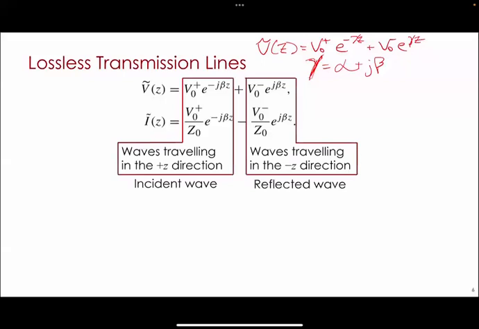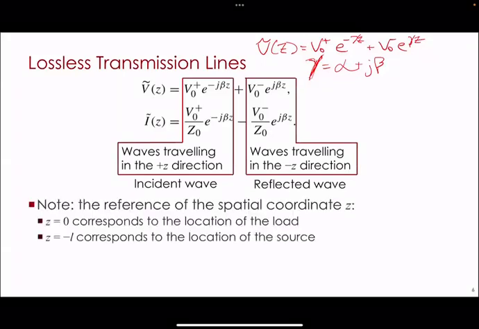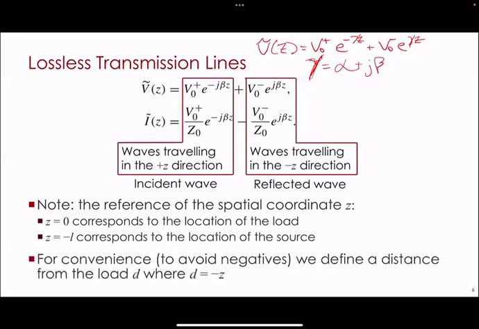So we got two waves, forward wave, reverse wave. We're going to define Z equals 0 at the load, and then we have to go negative though, because we can't change the definition of our direction of increasing Z. Okay, we're going to add in one other thing here. We haven't really talked about D's much yet. Some distance D.